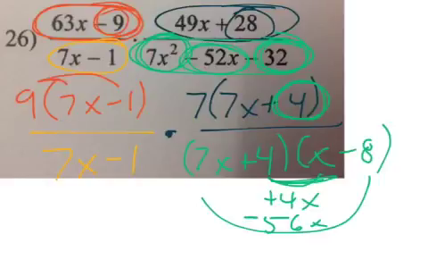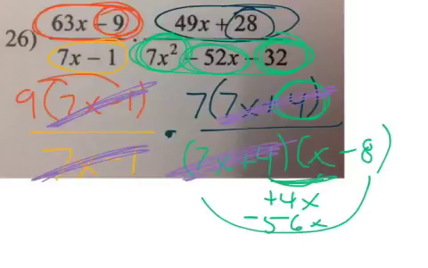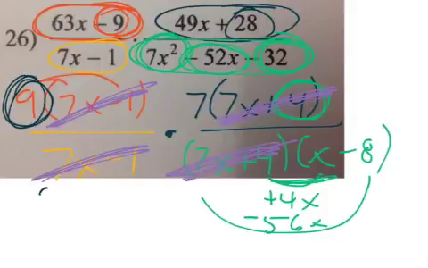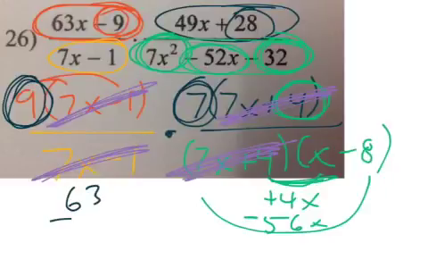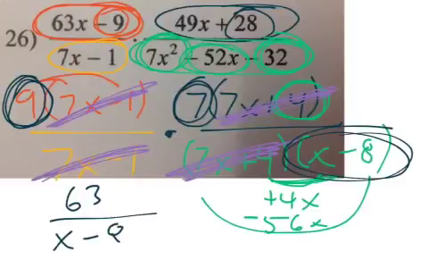Now it's just a matter of cross-canceling. Notice 7x minus 1 will divide with 7x minus 1 and make 1. Notice the 7x plus 4 will divide with 7x plus 4 and make 1. So the only thing left is, I'll use black here, the 9 right there times 7 right there. So I'll just write it out here: 9 times 7 is 63. And the only thing left in the denominator is that x minus 8.